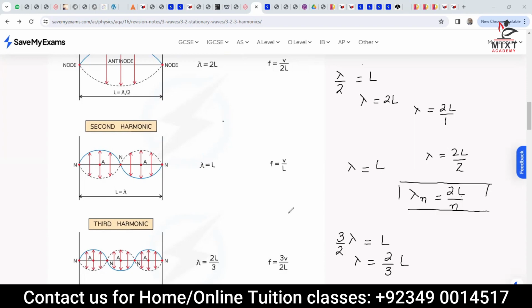Right? That formula holds when both points are fixed. If one point is free and the other point is not free, then this is not the formula. Now this is lambda. If I ask you what the frequency is, then V is equal to frequency times lambda. Can I say that?